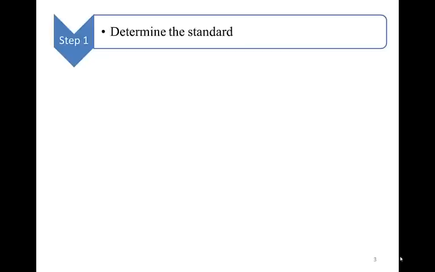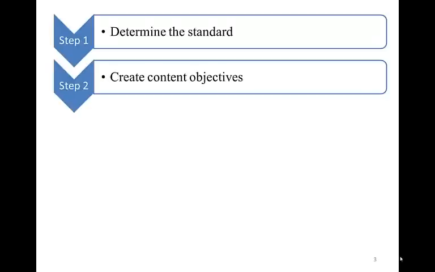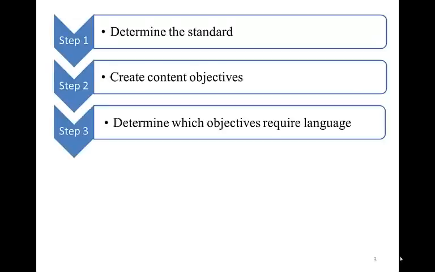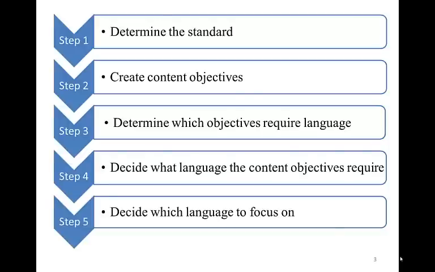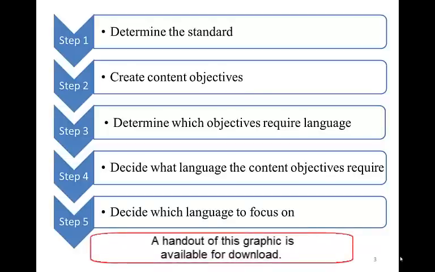First, determine the standard. Next, create content objectives from that standard. Third, determine which objectives require language. Fourth, decide what language the content objectives require. And fifth, decide which language is important to focus on. The rest of this video reviews these steps and provides brief examples.